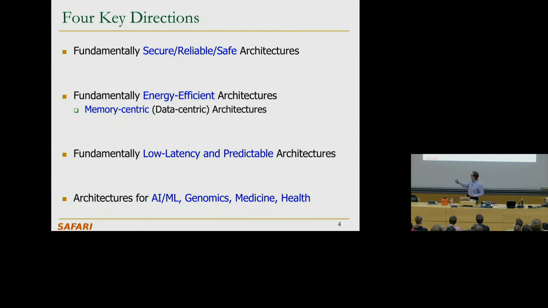Okay, and then the last direction is the architectures for artificial intelligence, machine learning, genomics, medicine, and health. Basically, important applications, I should say. But these are some of the important applications that I listed. And these are directions that people are following, and my group is also following, to make things much more efficient and much faster. I'll give you some examples of these in a little bit. Okay, any questions so far?